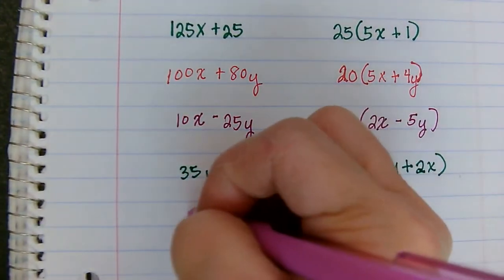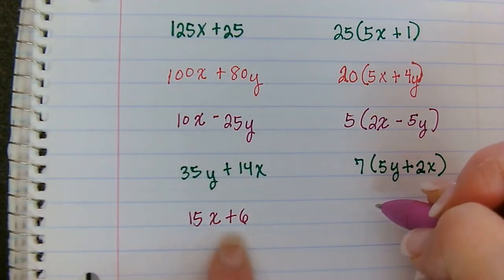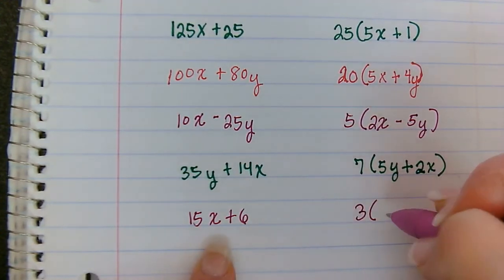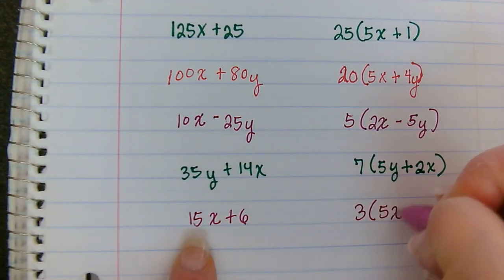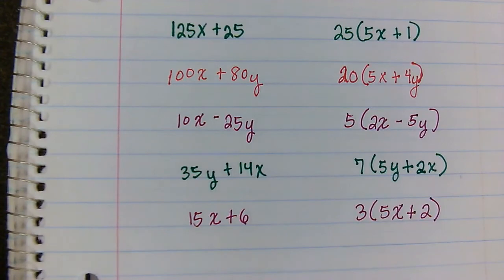15x plus 6. Alright, 3 is the biggest number that goes into both of these, so I'm going to factor 3 out. 15 divide 3 leaves me with 5x, and 6 divide 3 leaves me with 2. And let's try this one.